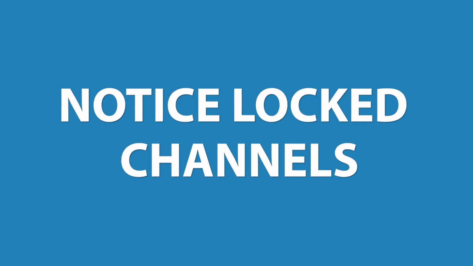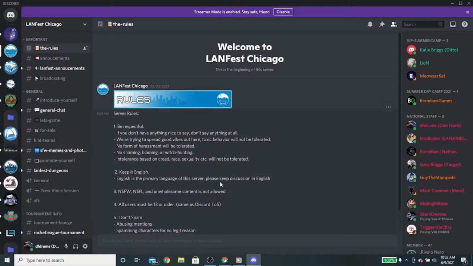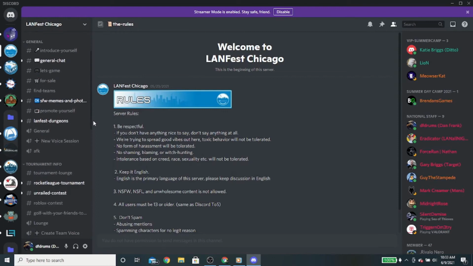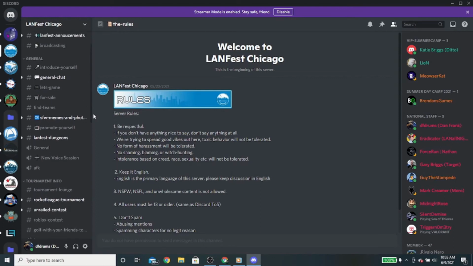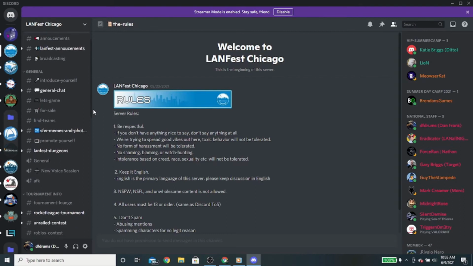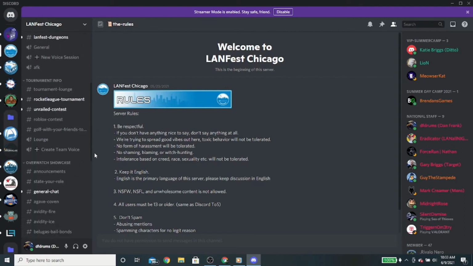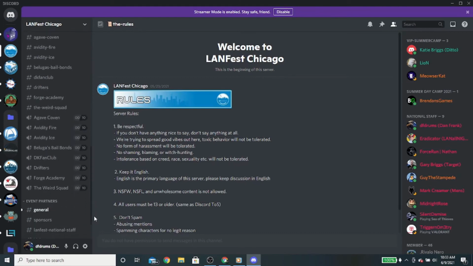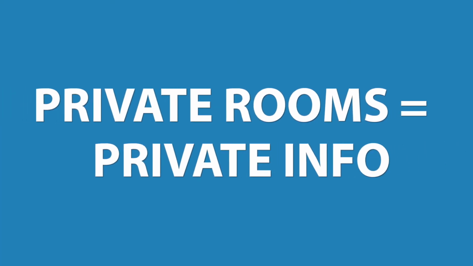Number 10, notice locked channels. These are private for moderators or individuals with additional access. If you are within a Discord channel with private rooms, they are there for a reason. They are typically used for different groups of people within that community, such as event VIPs or moderators or leadership discussions, etc.